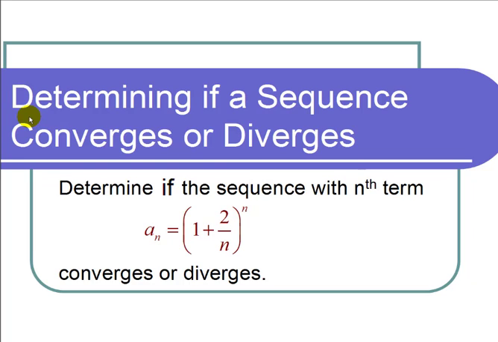This is a video on determining if a sequence converges or diverges. The question states, determine if the sequence with nth term, a sub n, is equal to (1 plus 2 over n) to the nth power, converges or diverges. So in order to find whether a sequence converges or diverges, what we do is we take the limit as n approaches infinity of our a sub n.